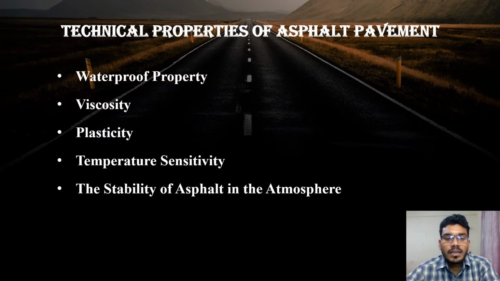The second one is viscosity. Viscosity is a property that indicates how the material in asphalt resists flowing. The hardness and density of asphalt are also referred to in its viscosity. The third one is plasticity. When an external force is applied to the asphalt, it deforms without being broken, and when the external force is removed, the asphalt retains its deformed shape. So that is the ductility.